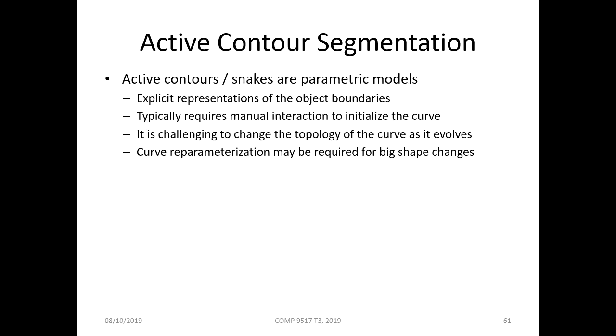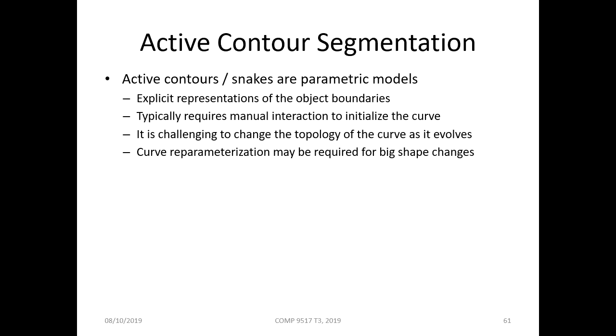They use an explicit representation of the boundaries, because you literally need to define points and interpolate them, so you get some kind of explicit mathematical description of the contour. It typically requires manual interaction, as I mentioned before. But the big limitation of these approaches is that they are limited to the topology of the object shape that you start with.